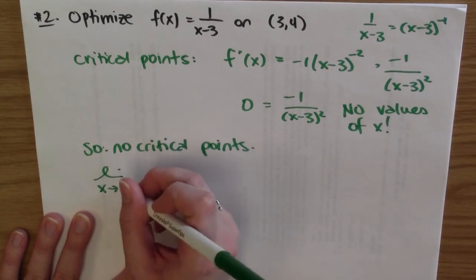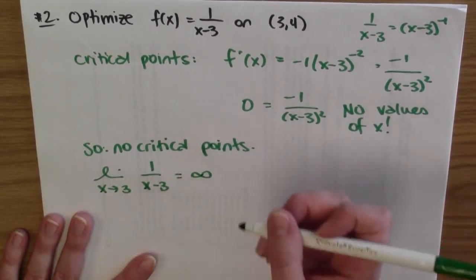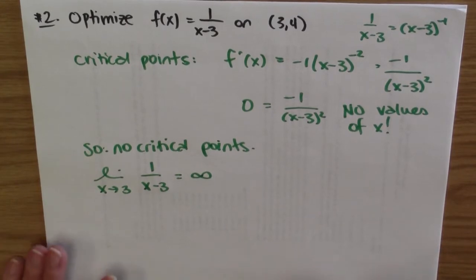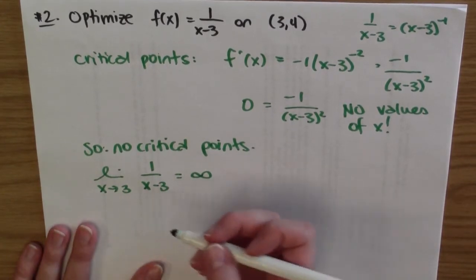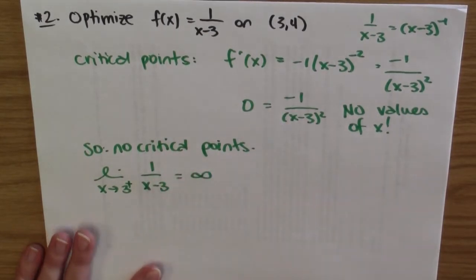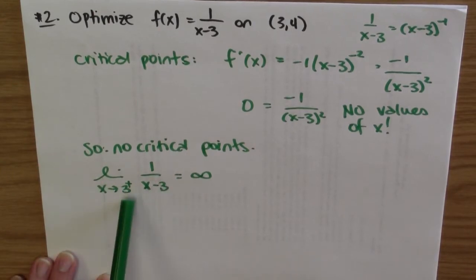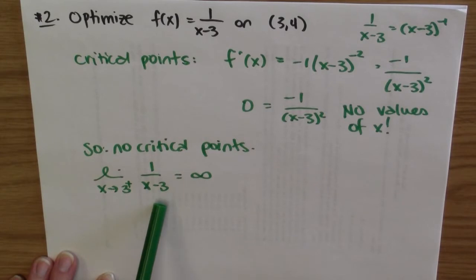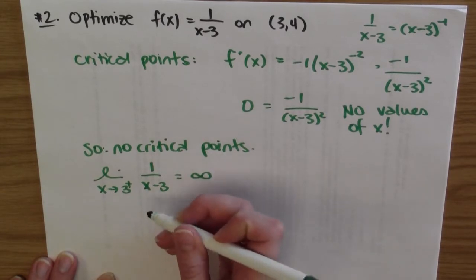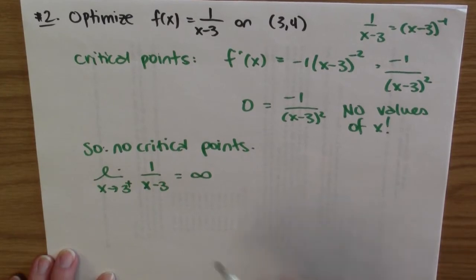So take the limit as x approaches 3 of 1 over x minus 3. Well, in this case, we actually end up getting positive infinity, right? And the reason is that we're taking the limit as x goes to 3 on this interval, so this is actually the limit from the right. So only values bigger than 3 are going in here, so 3.1, 3.2, etc. So we get a really small number here, so it's blowing up to positive infinity.